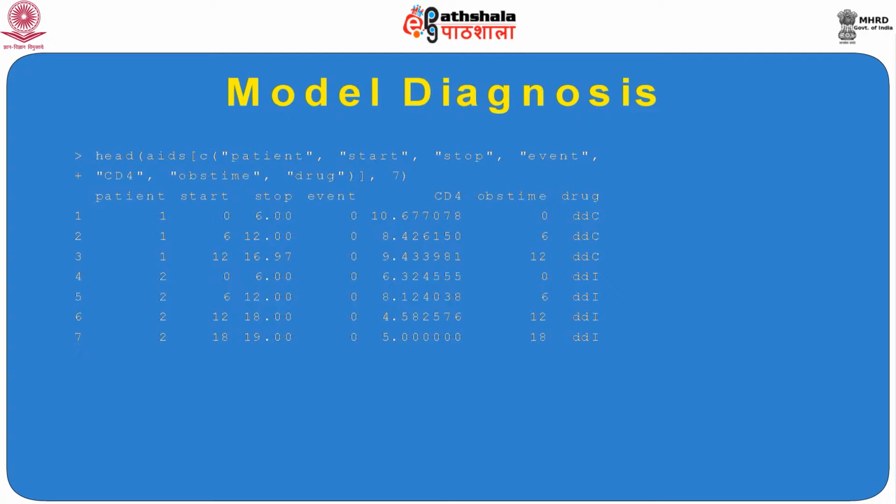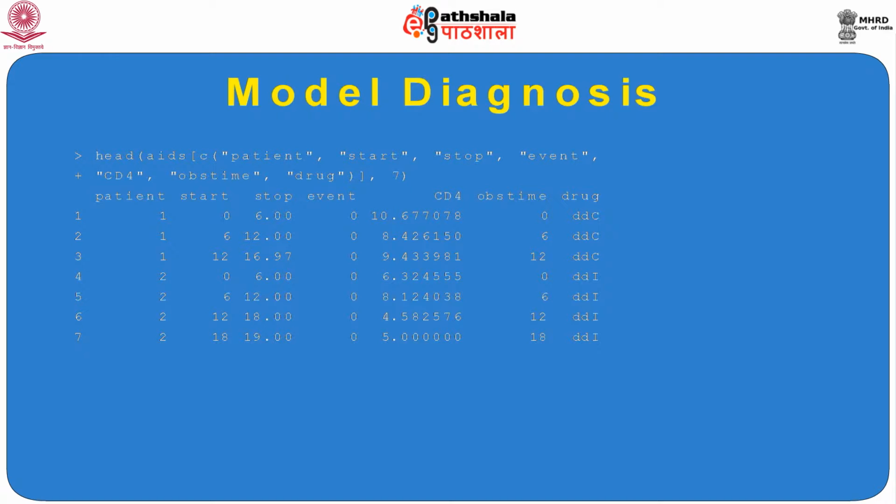He was on DDC only. Now the same patient's time period from 12 to 16.97 months is considered. Again his corresponding CD4 measurement in that follow-up period is 9.43. So for the first individual, the baseline CD4 was 10.67, thereafter it reduced to 8.42, and again it increased to 9.43. So that's the individual level observations, and I will take care in this analysis how the individual level information has been considered for this data analysis.